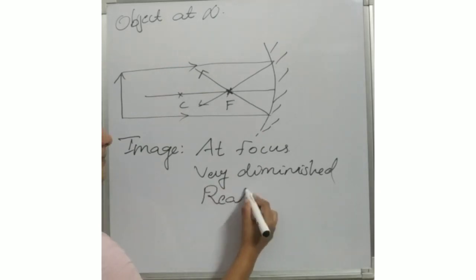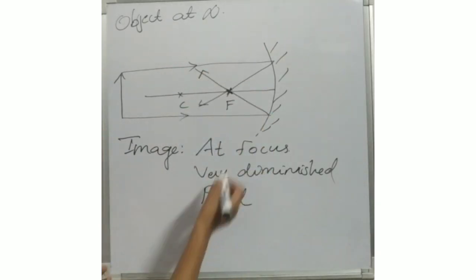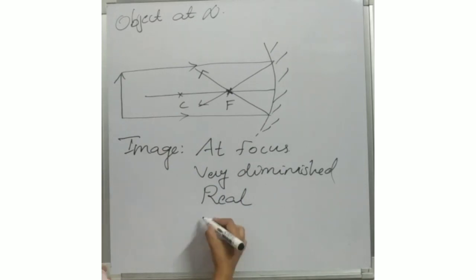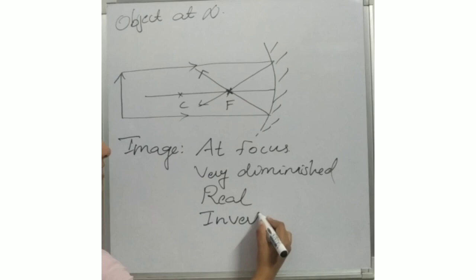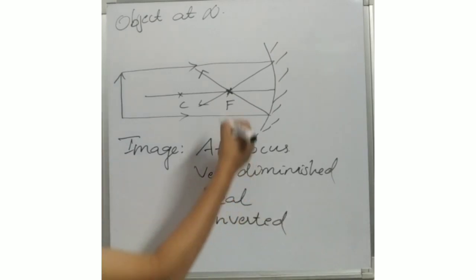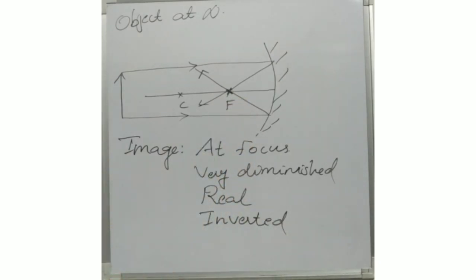We are getting it by real coincidence of the reflected lines, and it is inverted. If the image is real, it will be inverted. Even though we are not able to identify whether it is inverted or erect, as the image is real, it will be inverted.